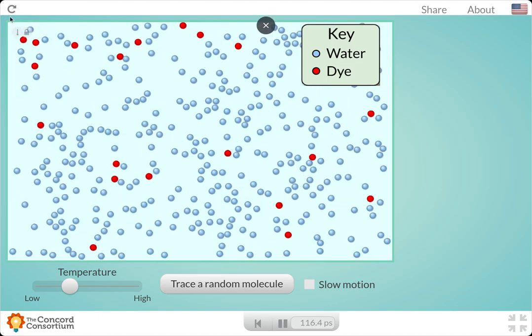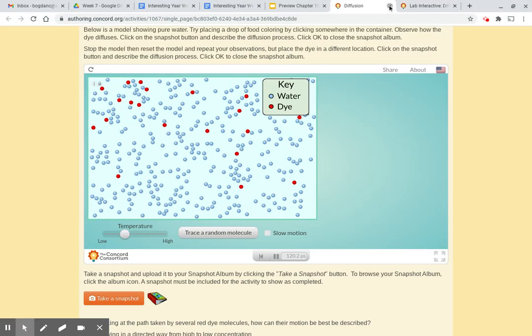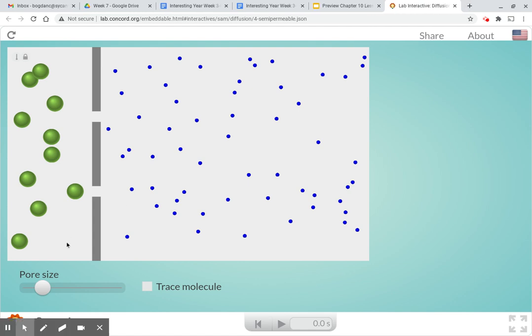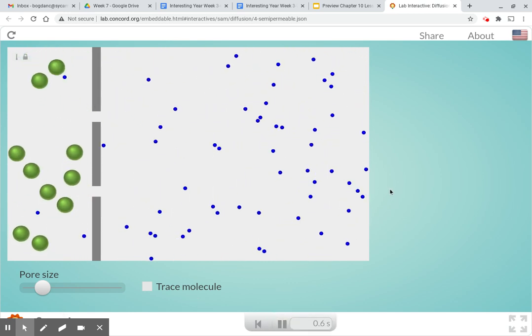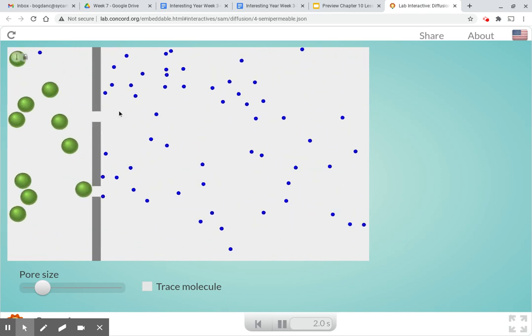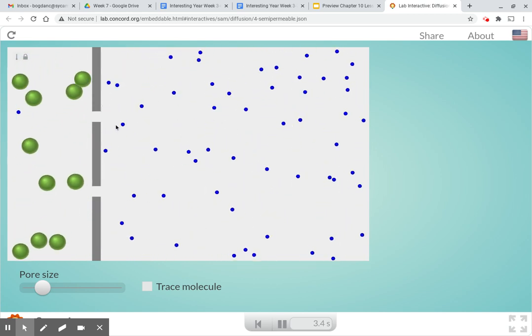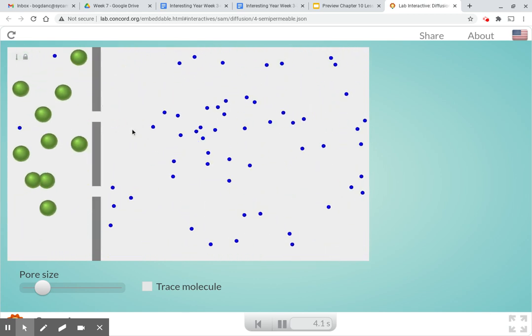Now, sometimes, let me exit out of this. All right. Sometimes there's membranes involved. So here we have a membrane, and it's got a pore size that will allow smaller particles to naturally diffuse through the membrane, but larger substances to not do that. So the green ones, no matter how much random movement there is, they can never get across this membrane. But the blue particles, just by randomly moving, will occasionally shoot the gap and get in.